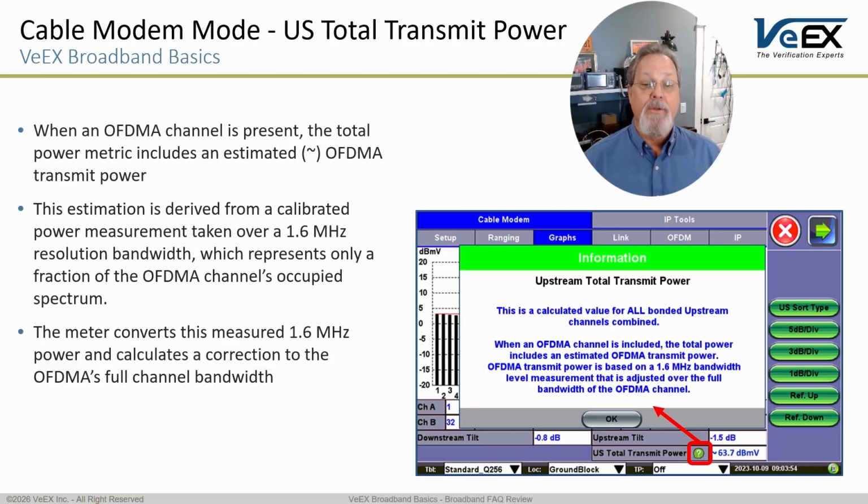The meter converts the measured 1.6 MHz power level and applies a bandwidth scaling correction to estimate the power across the full OFDMA channel.